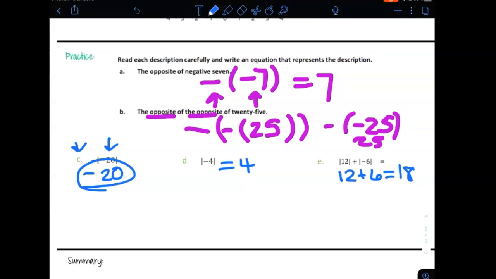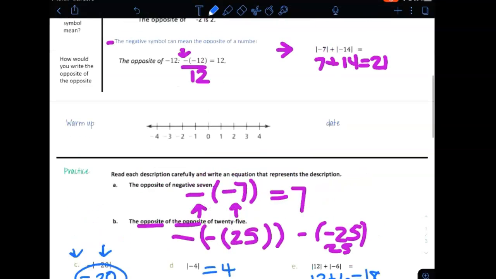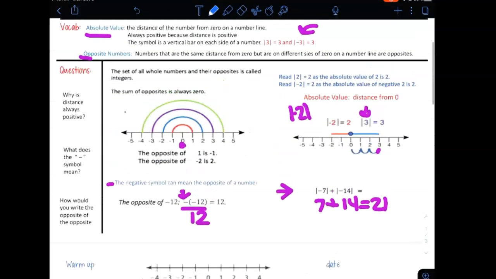Okay, so I hope you have a better understanding of absolute value and opposites.